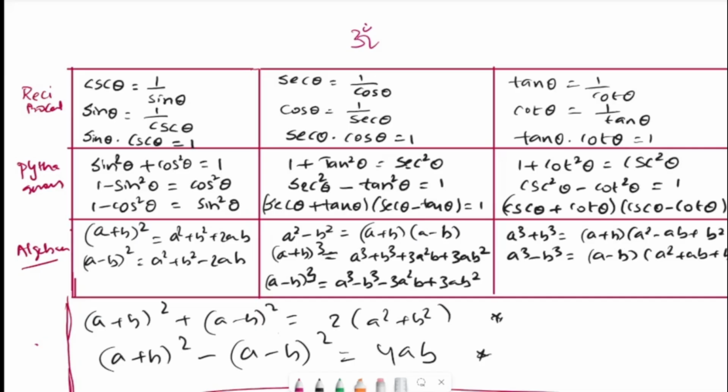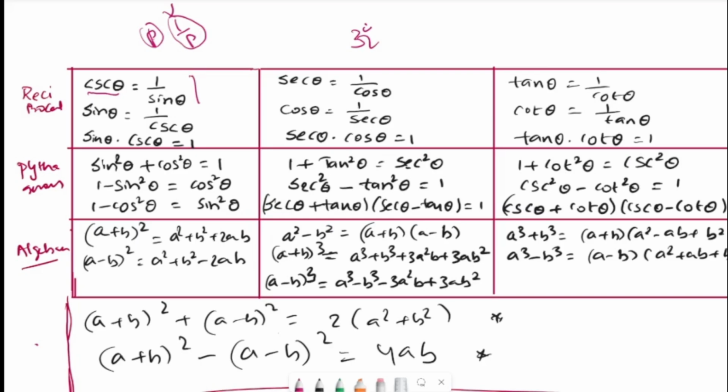Reciprocals. Recall, what is the reciprocal of cosecant theta? Cosecant theta is the reciprocal of sine theta. Likewise, the reciprocal of sine theta is cosecant theta. Remember this, right? When you multiply cosecant and sine, it becomes 1. For example, the reciprocal of P is 1 over P. When you multiply P with 1 over P, it becomes 1. This is the multiplicative identity.